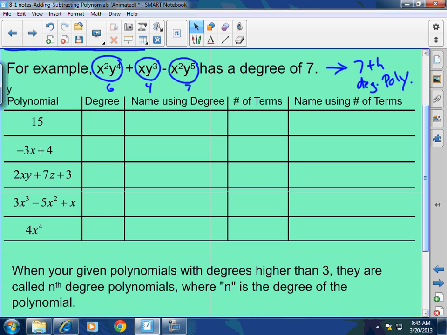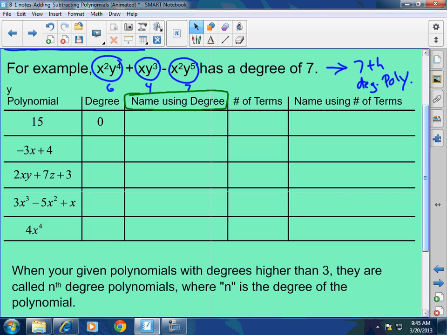You don't know the name using the degree, so for this square, I understand I'm going to have to provide the answers. But for everything else, we can figure it out together. Okay? So I'm giving you the polynomial in the first column. Then you can read degree, name using degree, number of terms, name using the terms. Okay, so my polynomial here is 15. What is the degree?